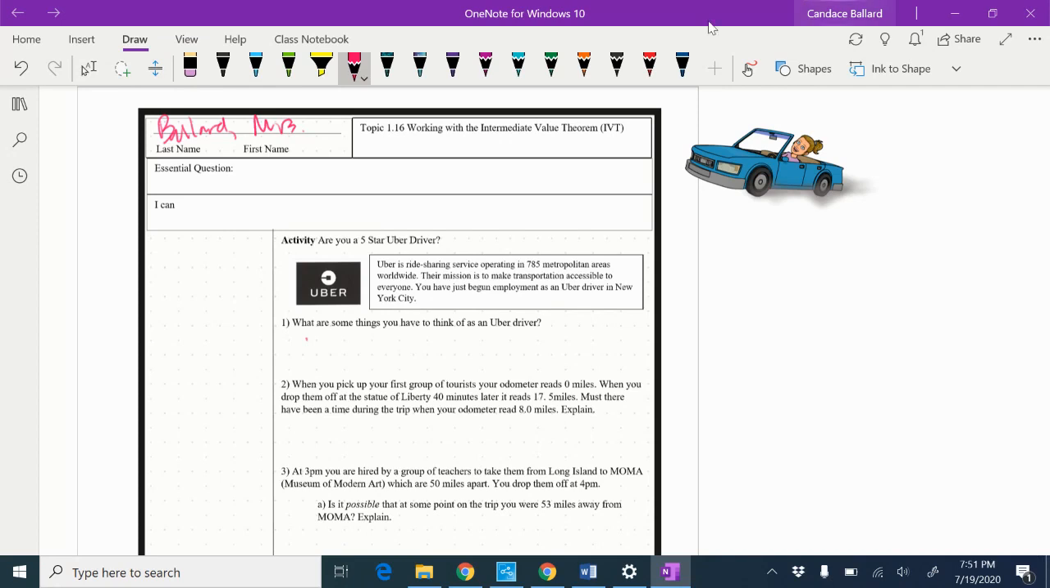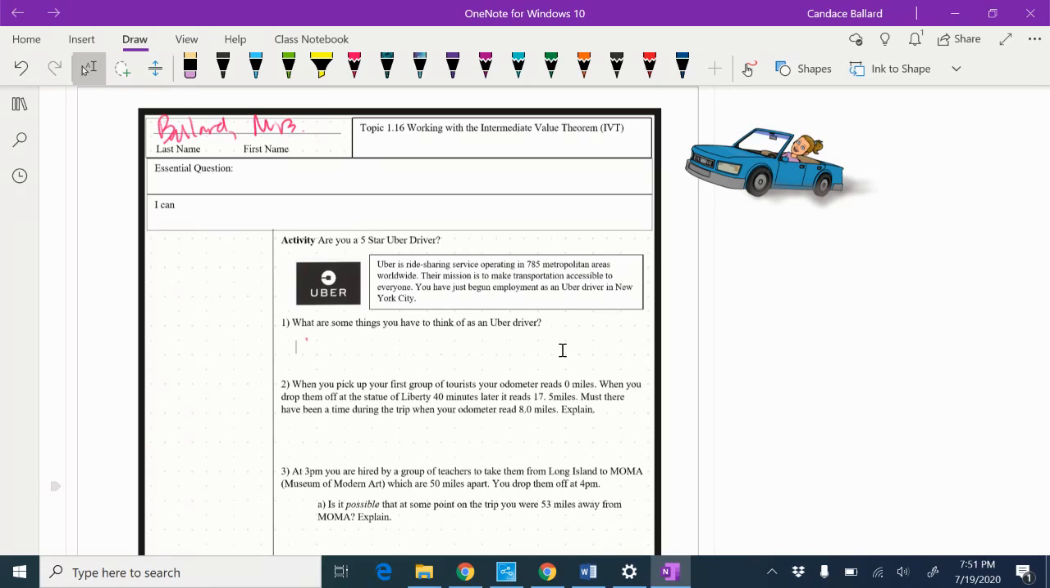All right, so the activity here talks about being an Uber driver. Uber is a ride-sharing service operated in 785 metropolitan areas worldwide. Their mission is to make transportation accessible to everyone. You would have just begun employment as an Uber driver in New York City. I'm sorry, I did not change the example for California, so we're going with New York City.